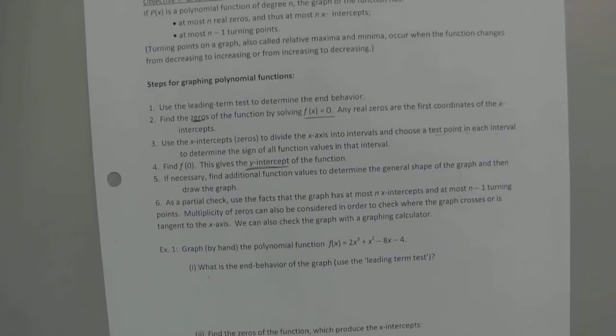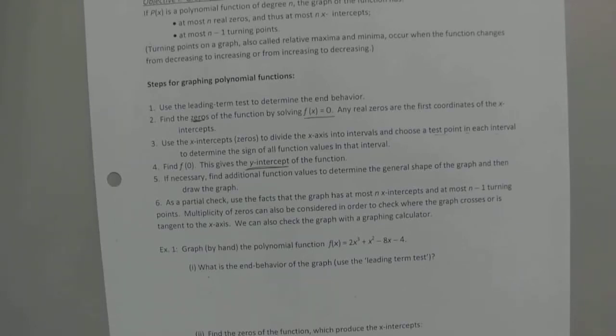So six, as a partial check, use the facts that the graph has at most n x-intercepts and at most n minus one turns. Remember the multiplicity of zeros can be considered, so if your multiplicity was odd, you're crossing through. If your multiplicity was even, you're just touching and going back, all right? And at the end, we can check it with our graphing calculator. So how these notes are typed up is what you'll see on a test.